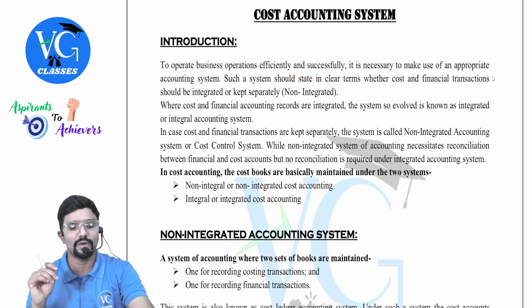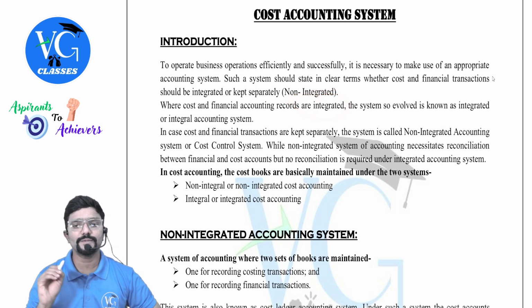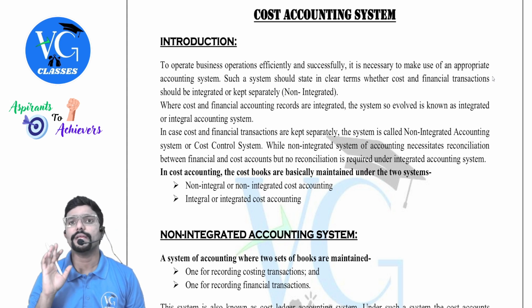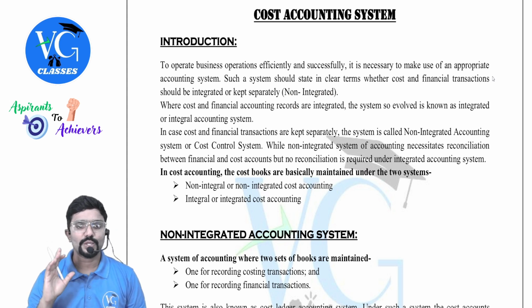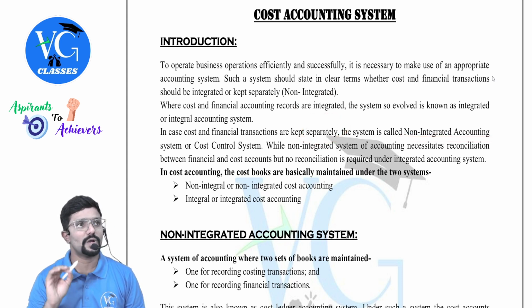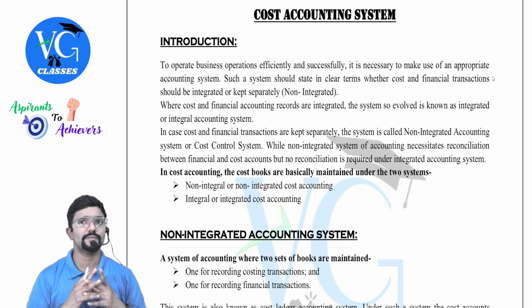Kept separately, we call it as what? Non-integrated. Okay. Where cost and financial accounting records are integrated, the system so evolved is known as integrated or integral accounting system. In case cost and financial transactions are kept separately, the system is called non-integrated accounting system or cost control system. One and the same, guys. All this can be asked in MCQ.